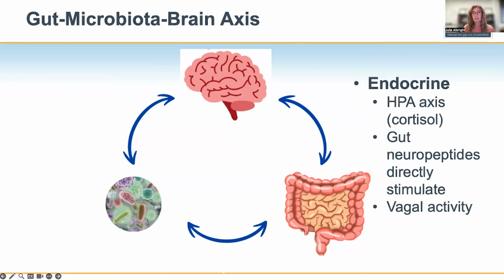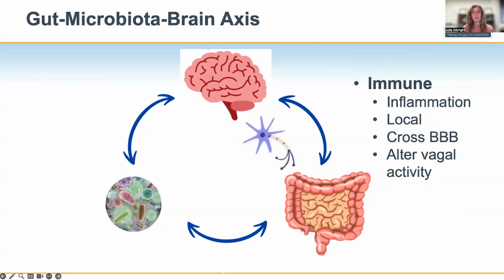The endocrine system is also very important. So the endocrine system largely involves hormones, and that can be many things, but cortisol, so the HPA system, that stands for hypothalamic pituitary adrenal. So cortisol comes from the adrenal glands. So neuropeptides that are created by the microbiome, they can, again, directly stimulate cells within the gut, but they can also modify vagal activity.